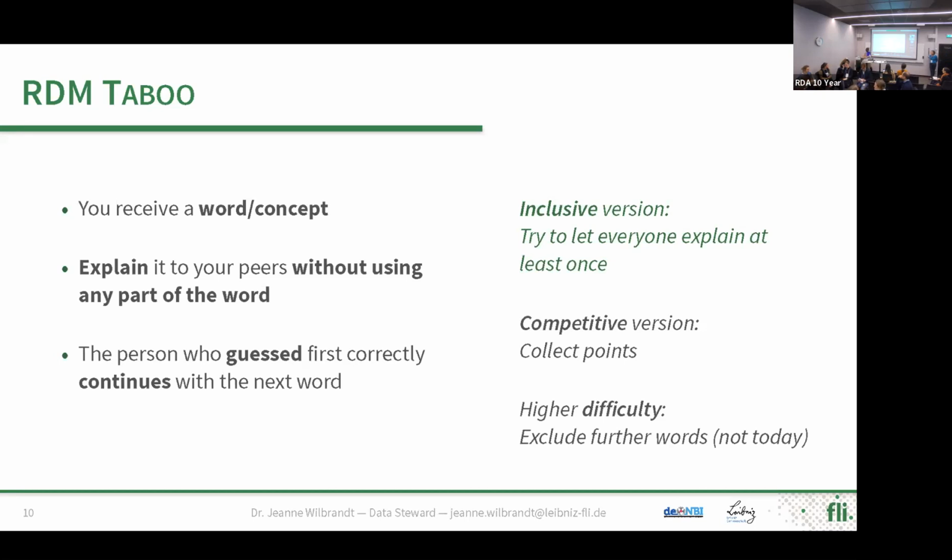I always like to play the inclusive version, where I try to let everyone explain at least once. You can, of course, decide in your group that you want a competitive version and collect as many points as you can by just keeping the snippet that you guessed correctly or explained correctly. And of course, there's also the possibility to do a higher difficulty if we exclude further words, going more for the classic taboo style cards, which we're not doing today.